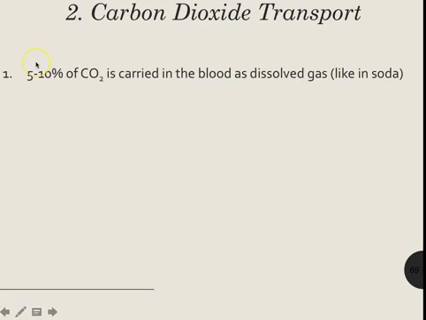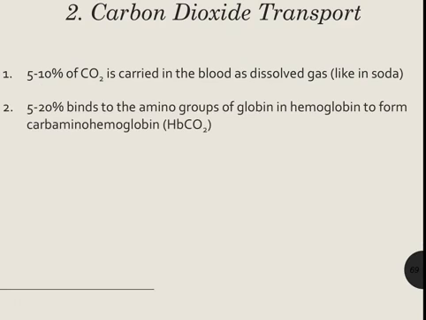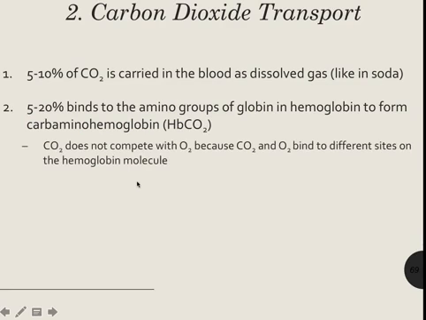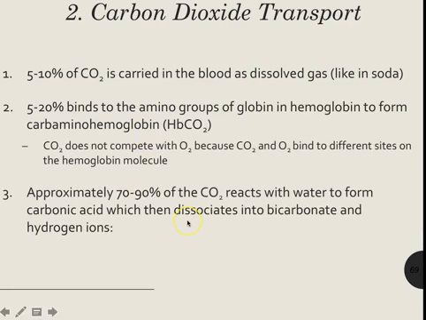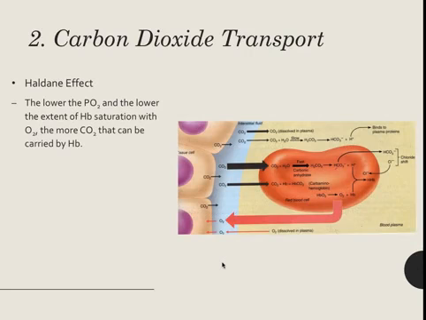Again, depending on your textbook, these numbers will vary. So about anywhere from 5 to 10% of carbon dioxide is transported in the blood as dissolved gas, kind of like what you would see in soda. It's like a carbonated beverage, that's what that is. Again, depending on textbooks, they give wide ranges. Anywhere from 5 to 20% will bind to the amino group of the globin in hemoglobin, forming that carbaminohemoglobin. Again, this is non-competitive, does not affect oxygen binding to the red blood cells. Okay. But the vast majority is going to be bound as the bicarbonate ion, as we saw in the video. Okay.